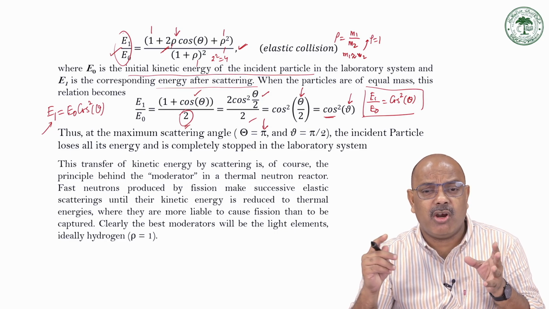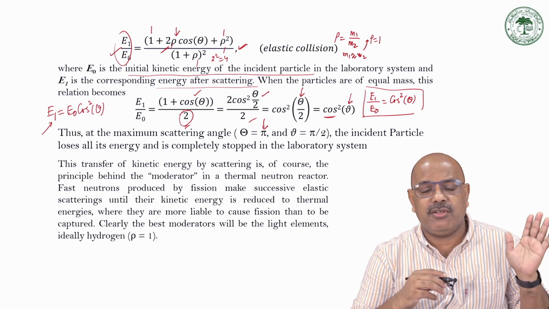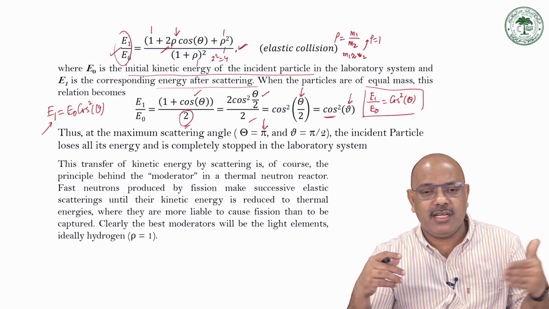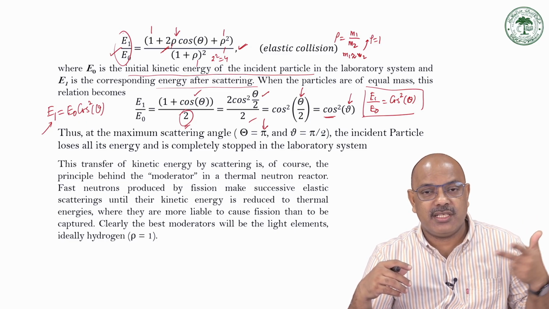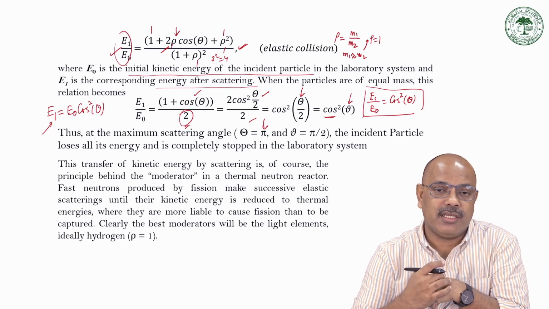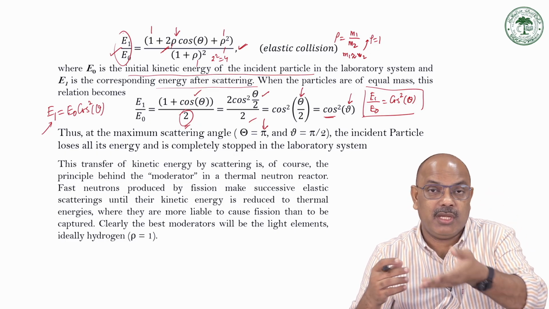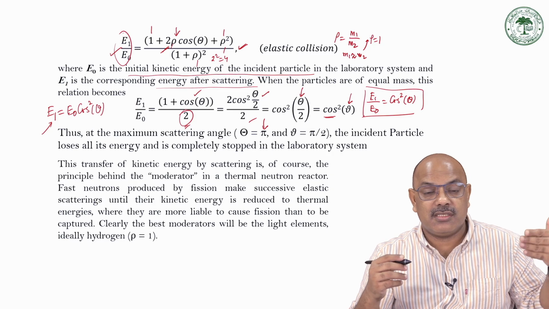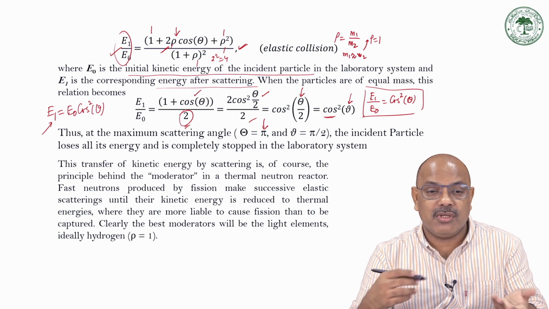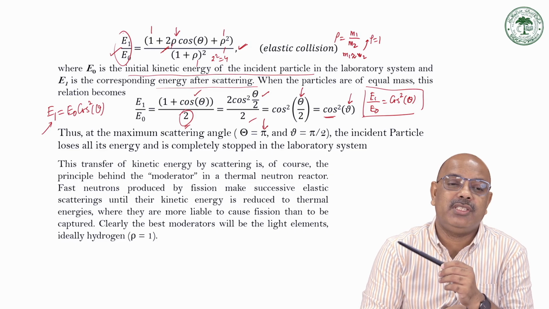This transfer of kinetic energy by elastic scattering for equal masses is the principle behind the moderator in the thermal neutron reactor. When a fast neutron is produced in the fission, this fast neutron makes successive elastic scattering. This relation establishes that in elastic scattering there is going to be a loss of kinetic energy, and at angle pi by 2 it is going to be completely stopped. All the energy is absorbed by the target. So every elastic scattering reduces the energy, down to thermal energy, where neutrons are more liable to cause fission than be captured.